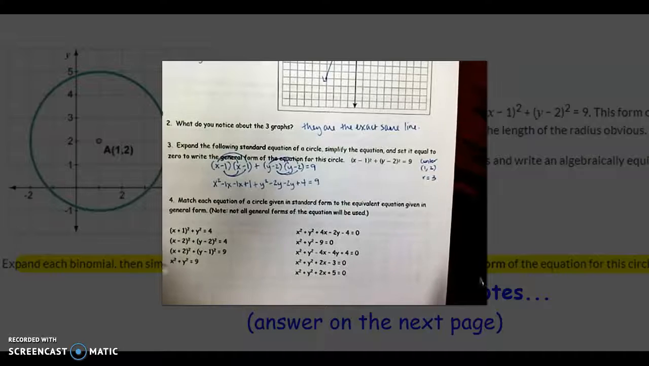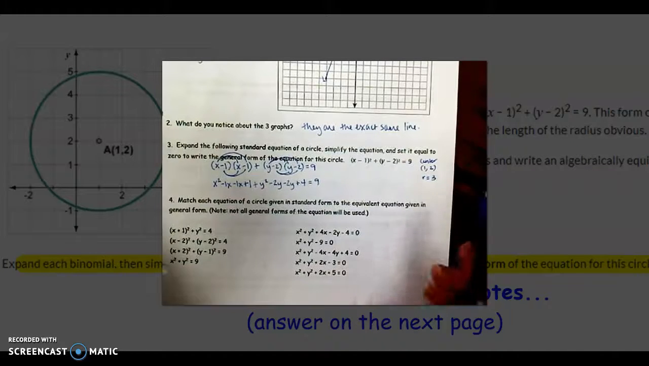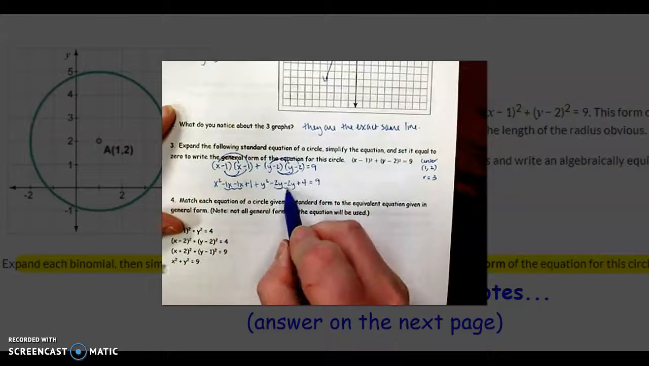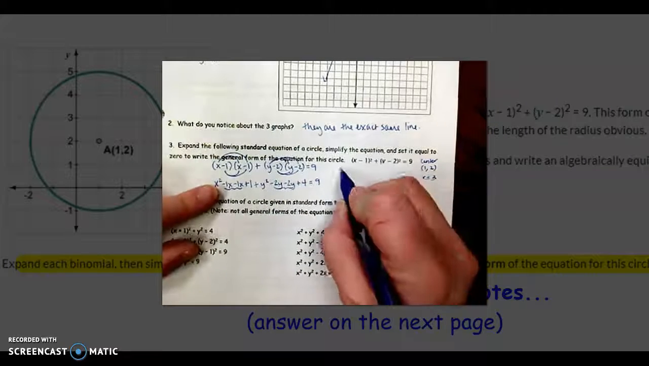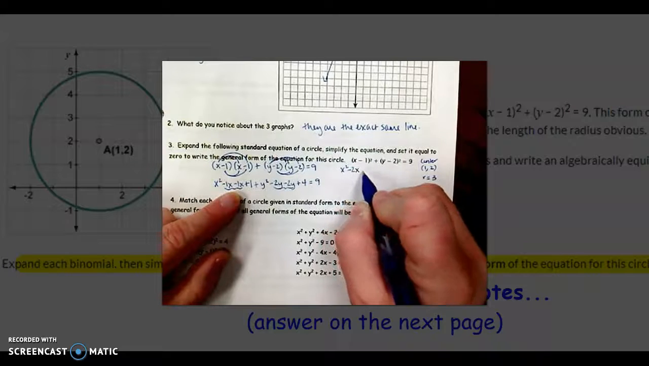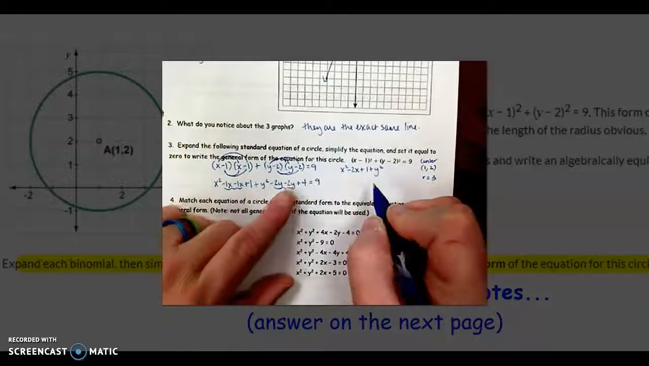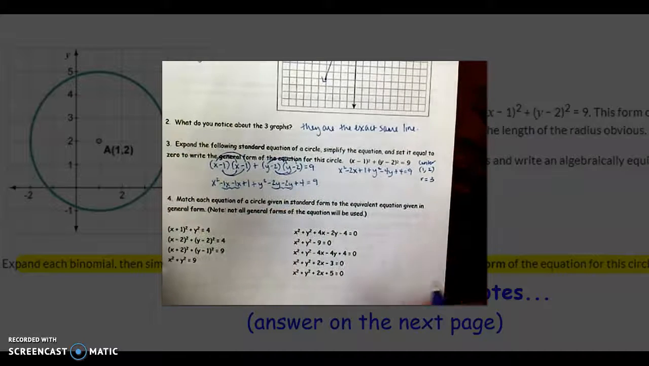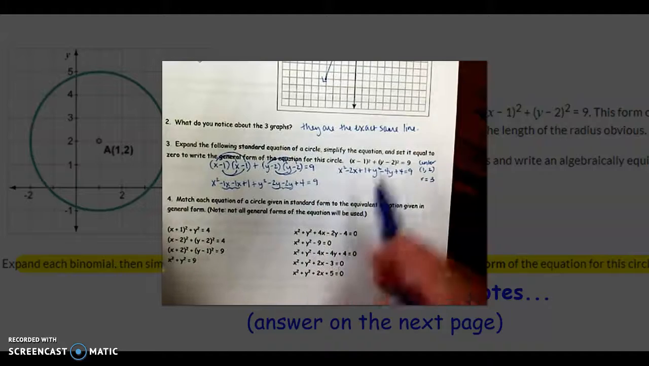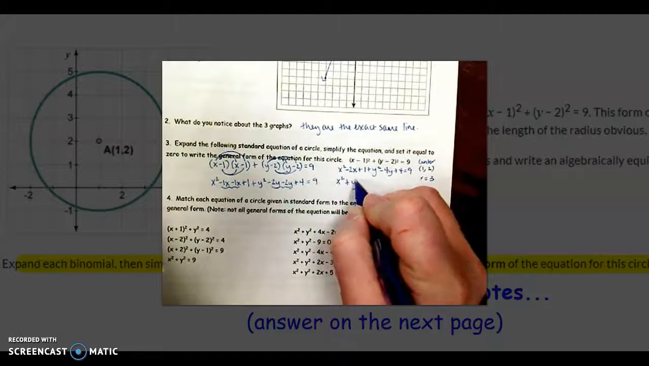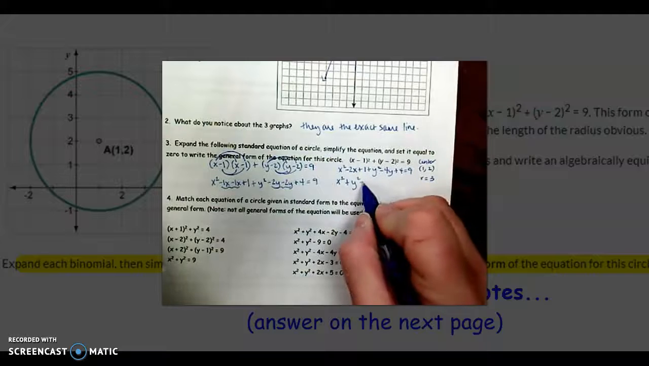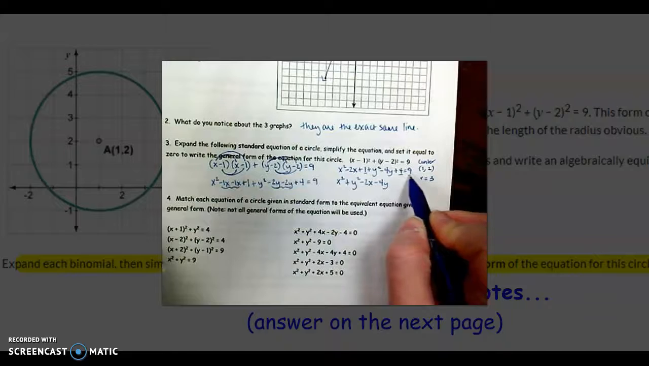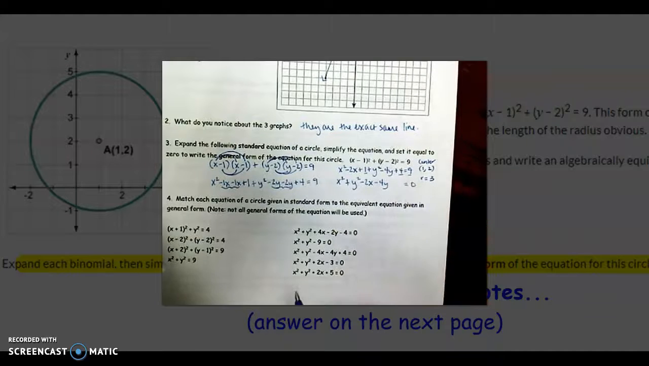So now to get it in general form, I just have to combine like terms and get things in the right order. I could combine the -1x's together and the -2y's together and write that as x² - 2x + 1 + y² - 4y + 4 = 9. We're almost in general form. General form puts the x² and the y² at the beginning of the equation, then the x term and the y term, so -2x - 4y, and then it gets all the constants together on the left side so that your equation is set equal to 0.